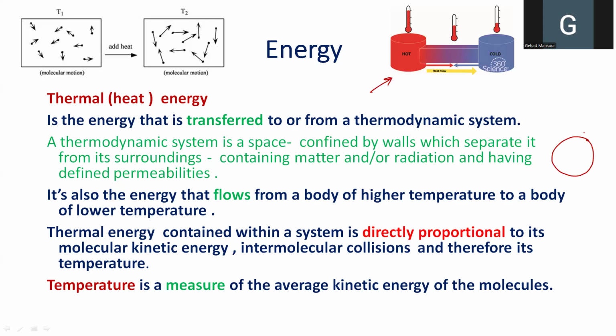So the idea of the system is the idea of a space that is separated from the surrounding, and that space contains matter or contains radiation and has a particular permeability. So how many criteria do we have for the thermodynamic system? Number one, it should be a space. Number two, it is confined by walls to separate it from the surrounding. Number three, it should contain matter and/or radiation, and it should have a defined permeability.